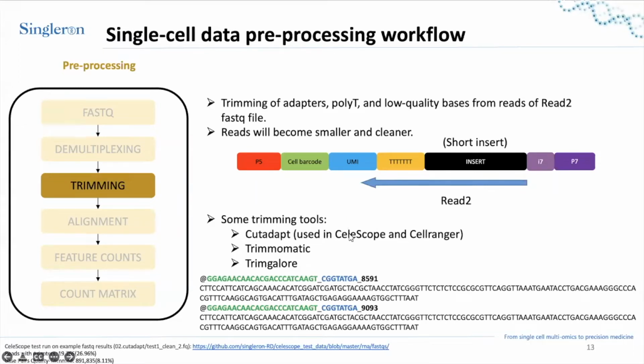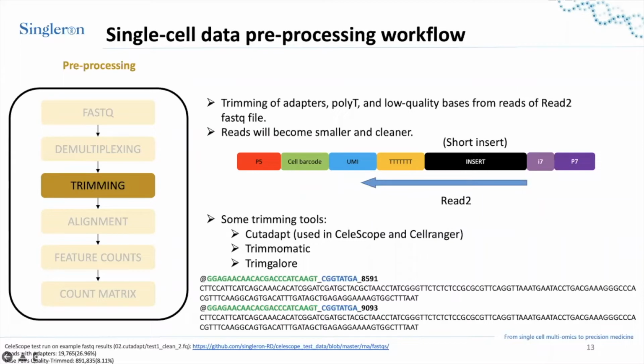So there are some trimming tools. The ones that are currently most used in many of the pipeline algorithms are cutadapt. It's used in both Cellscope as well as Cell Ranger. Trimmomatic is another popular tool. Trim Galore also uses cutadapt at the back end to do the sequence trimming.